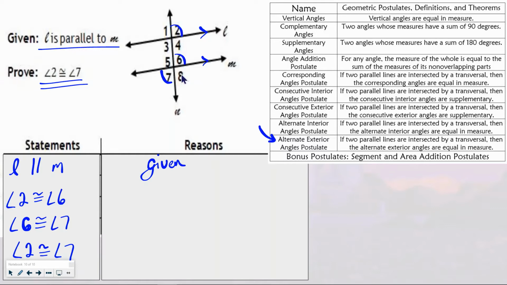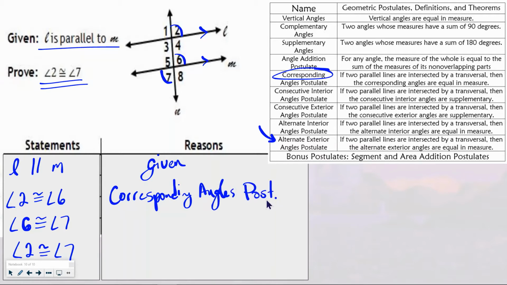Well, angle 2 and 6 are congruent because of the corresponding angles postulate, which says that if these two lines are parallel, which was established by that first given statement, then these corresponding angles are congruent. Now 6 and 7, those are congruent just by the definition of vertical angles.